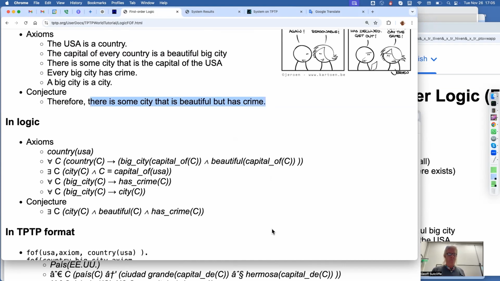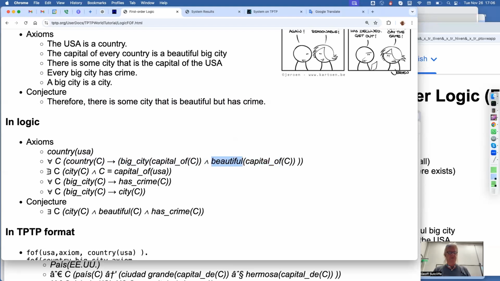And so here we could write it in logic. This is the old logic way, if you read a book on logic. Here we're saying country, USA. We are saying that USA has the property of being a country. Now we're saying for all C, we notice that the C is a variable. Variables, big letters. So for every C, if C is a country, that implies the capital of C is a big city, and the capital of C is beautiful. This is in the logic.